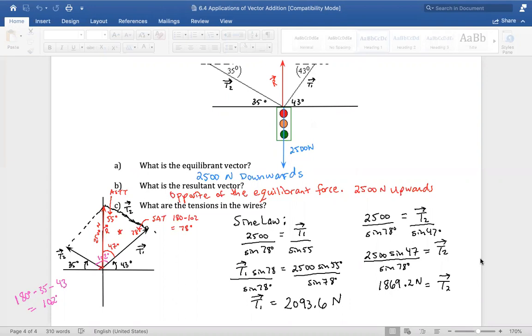I don't really have room to put a therefore statement here, but go back to the original question, part 4C: what are the tensions in the wires? Therefore, the tension of vector T1 is 2093.6 newtons, and the tension of wire vector T2 is 1,869.2 newtons.